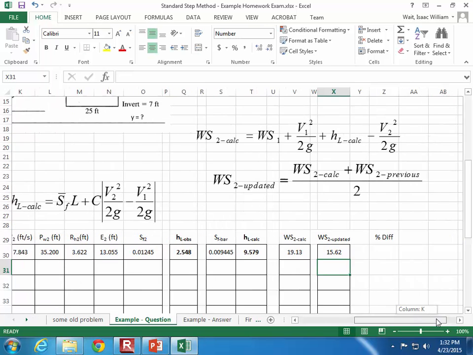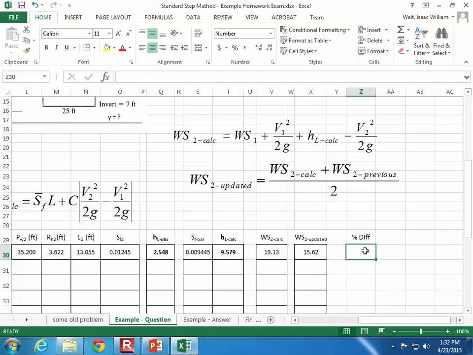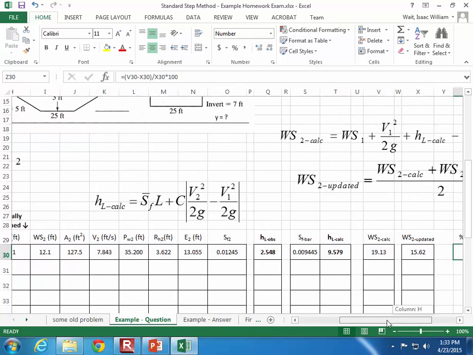Okay. So this is an update, and the percent difference I'm going to use is just an indicator of how close it is to convergence, and the comparison that I'm going to have there is the comparison of the calculated and the updated water surface, because when I'm finally converged, the two will be the same. So this minus that divided by that times 100. So I'm about 22% off right now.